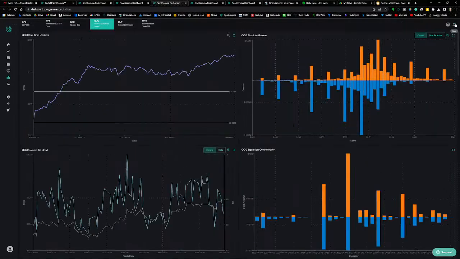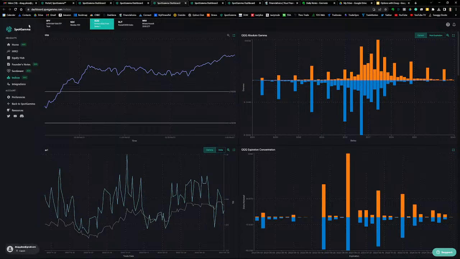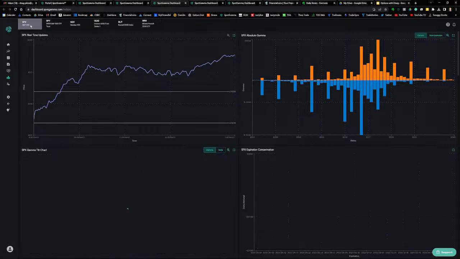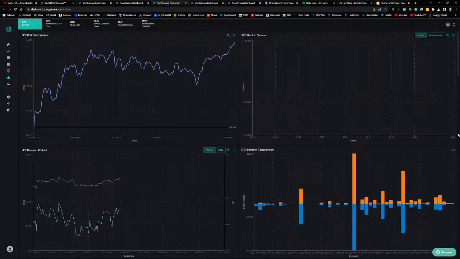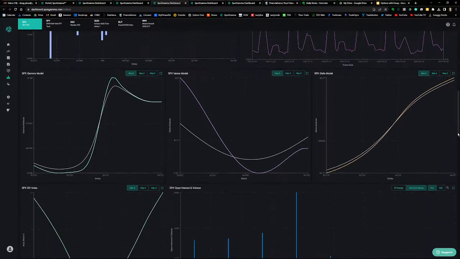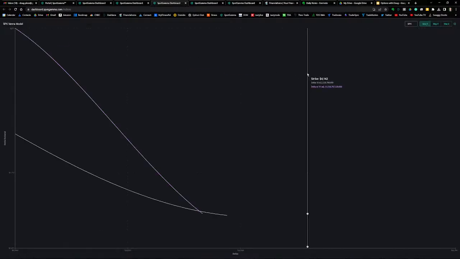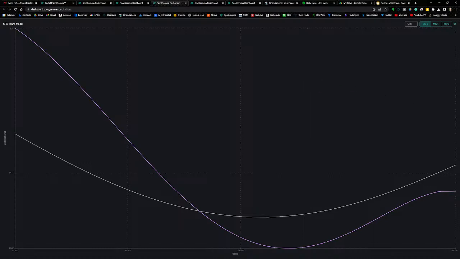All right, so that's the S&P 500 gamma levels, SPX and SPY, and then the NASDAQ gamma levels, NDX and QQQ. I want to take a look at one other chart, and this is the Vanna model. And for those of you who have seen this before, I apologize. I think it's important, so I'm going to go over this again.